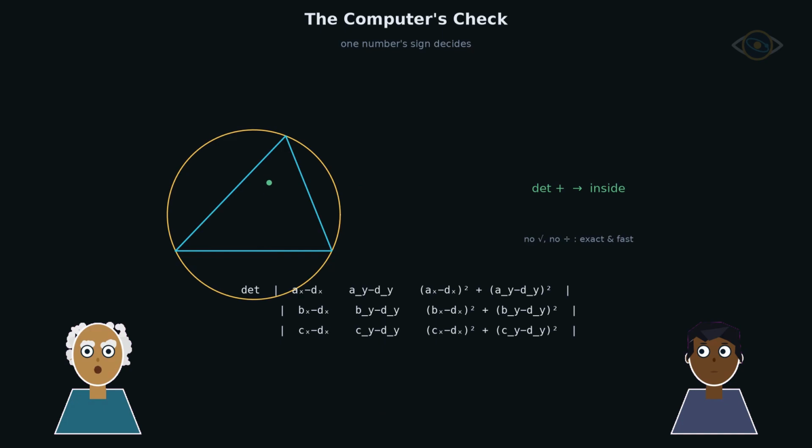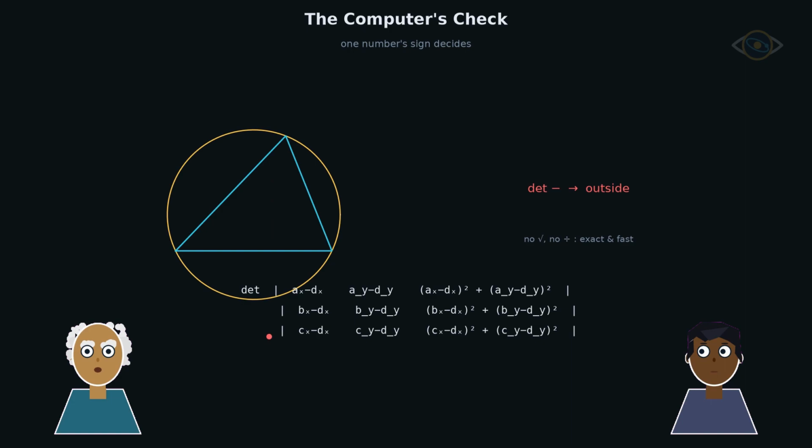And a computer checks is this dot inside that circle without ever drawing the circle. It drops the 4 dots into a little formula, just multiplies and adds, and reads the sign. Positive, the dot is inside. Negative, it's safely outside. No circle, no square roots, just fast, exact arithmetic. So the whole rule is the sign of one number. That's why it runs in real time. That tiny check is the atom everything else is built from.